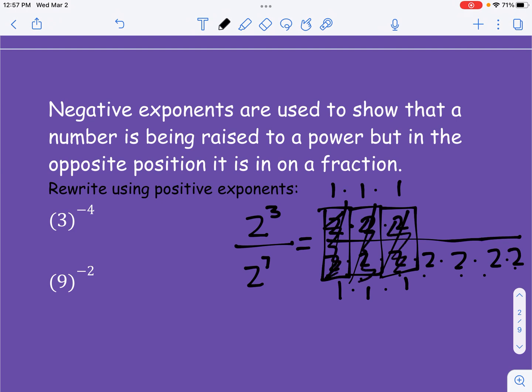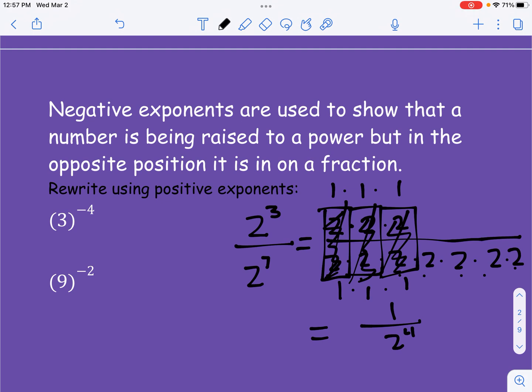And so with this particular problem, all my 2's go away on top, and then I'm left with 4 of them in the bottom. I have to have something on top, so that's where you do use 1 almost as a placeholder. And then you have 2, 2, 2, 2. You got 4 of them right there. So you got 1 over 2 to the 4th, right?